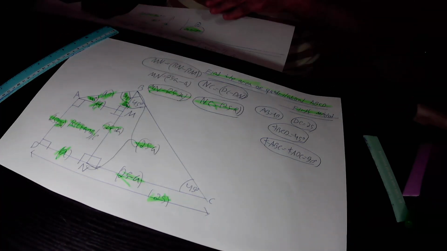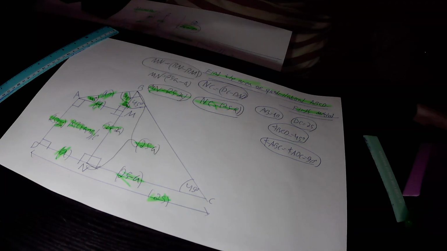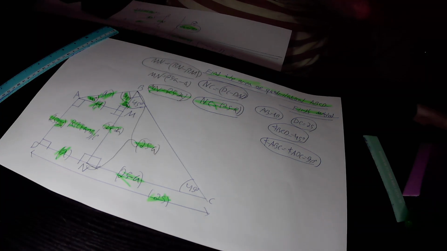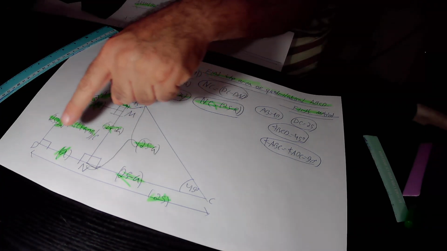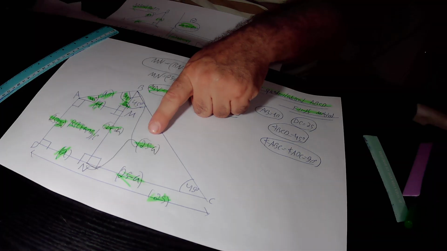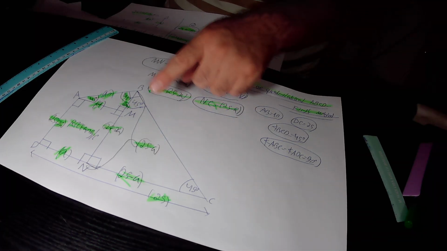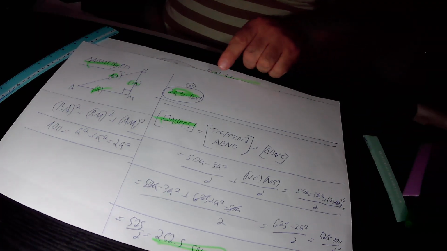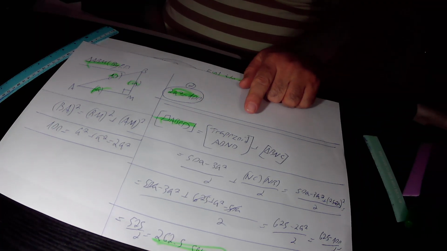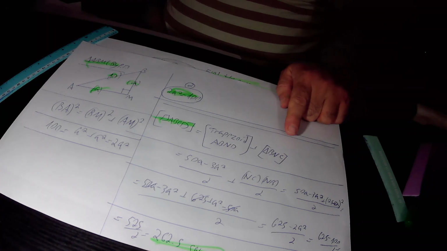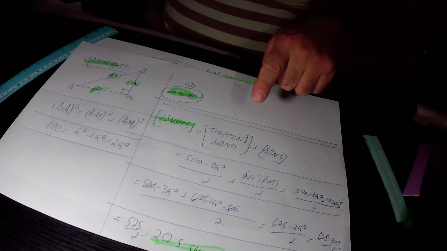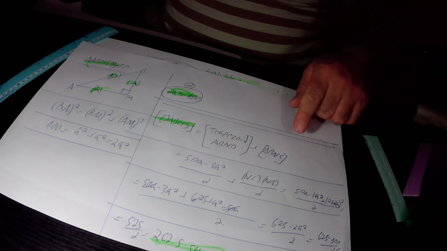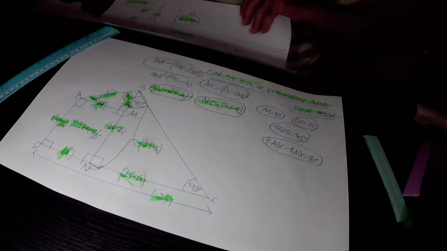Our task is to find the area of this quadrangle ABCD. From the drawing, it is easy to see that the area of quadrangle ABCD equals the area of trapezoid ABND plus the area of this right triangle BNC. We already found that the area of trapezoid ABND equals 50a minus 3a squared over 2, plus the area of the right triangle BNC.